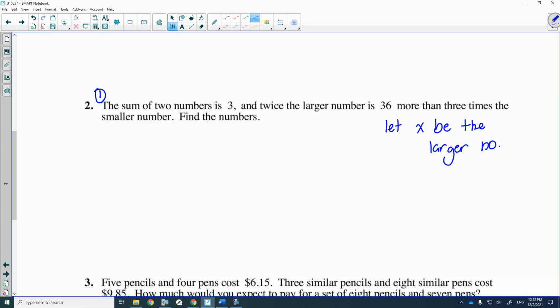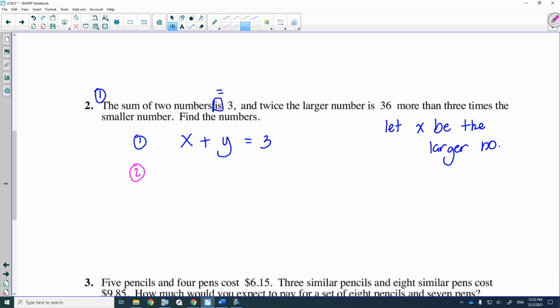Xavier, what would that be? The sum of the two numbers is 3. Any idea? The difference between two numbers was x minus y. What would sum be? X plus y. The sum of two numbers is 3. There's my equal. It is going to be x plus y is equal to 3.